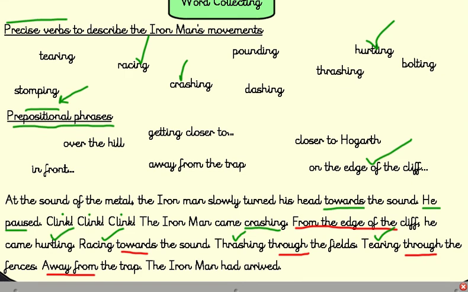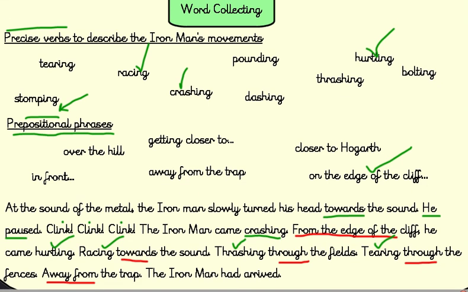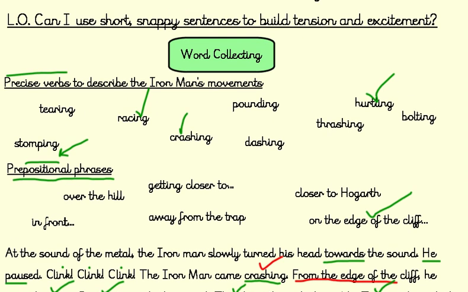So, what do you think? Did I use precise verbs? Let's see. How many did I use? I used crashing, I used hurtling, I used racing, I used thrashing, I used tearing. So that's 1, 2, 3, 4, 5 that I used there. And did I use some prepositional phrases? Yes, I did. From the edge of the cliff, through, towards, away from. So I've really fulfilled my success criteria there.